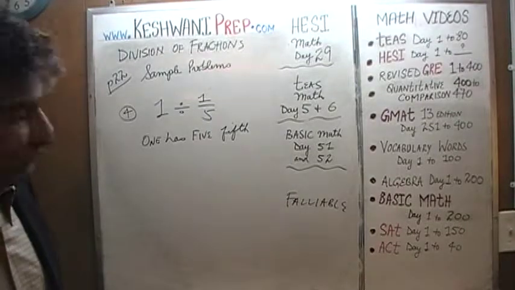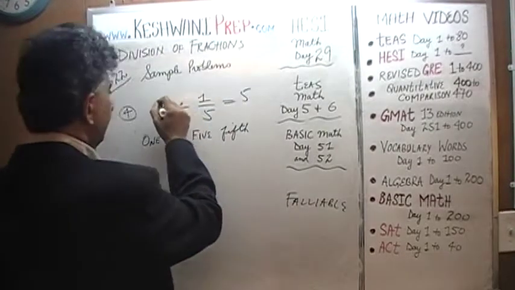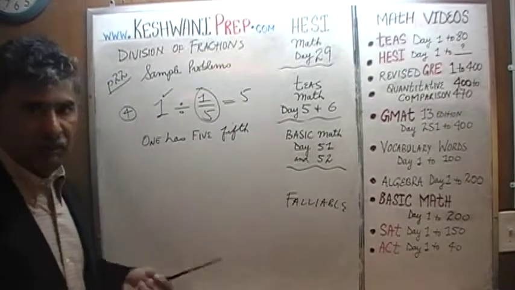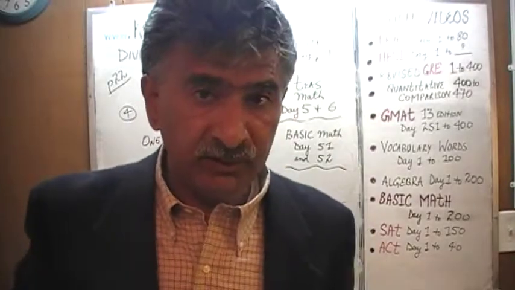One has 5/5. It's a silly question. The answer is going to be 5. Because we're taking the 1 and cutting it into fifths. How many slices do you suppose you will get if you take a pizza and cut it into fifths? You're going to get 5 slices.